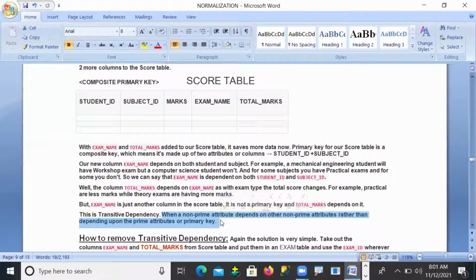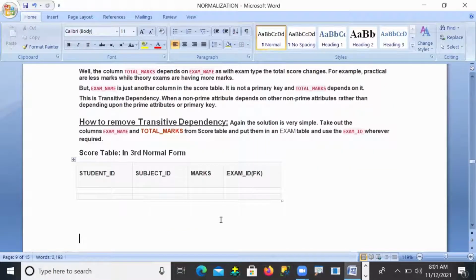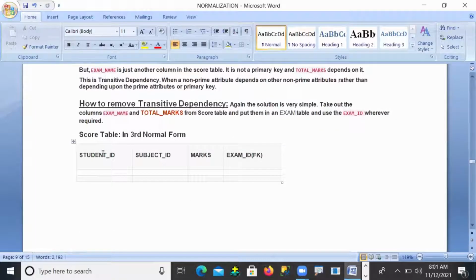It was depending on examination name. So now, how to remove that? Yes, I have to take it like this. In my score table, I'm keeping as it is student ID, subject ID, and marks. Additionally, I'm adding one new column, the examination ID. So examination ID is called a foreign key constraint.